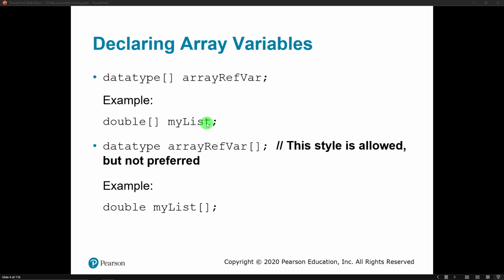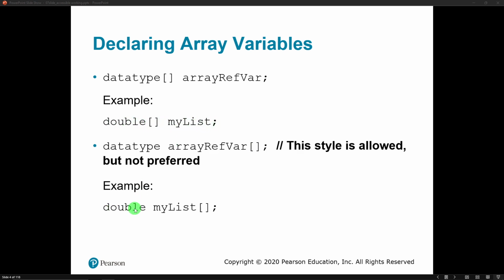Now, there is one other way to do it. We can say double, and we could say myList and put the square brackets at the end. So that's this way: data type with the array name, and the square brackets over here. But it's kind of not standard. You really shouldn't do it that way.